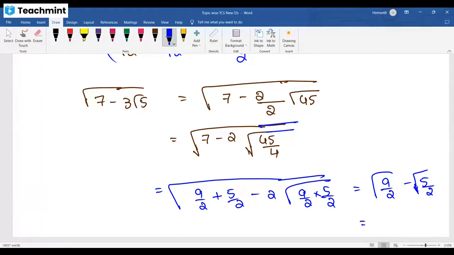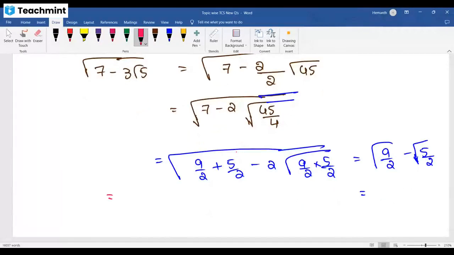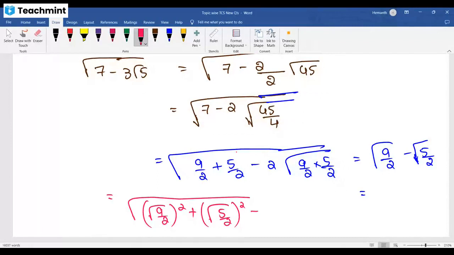How, sir? This is a square, b square, root 9 by 2 whole square. We can write this expression simply like square root of root 9 by 2 whole square, a square. Here b square minus 2ab, minus 2ab.